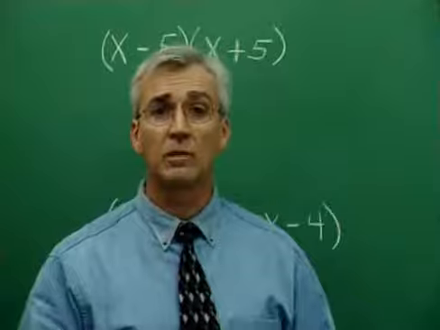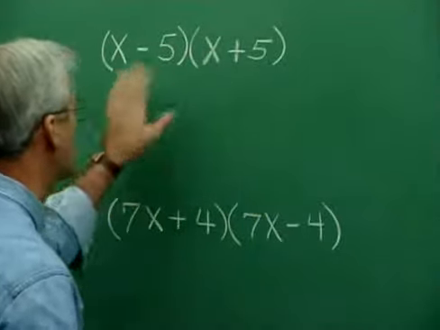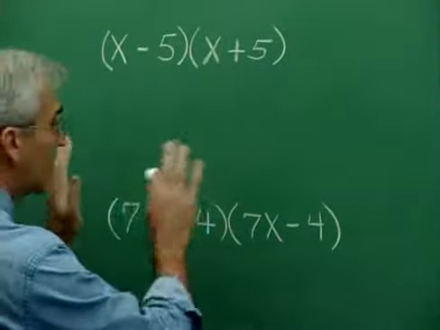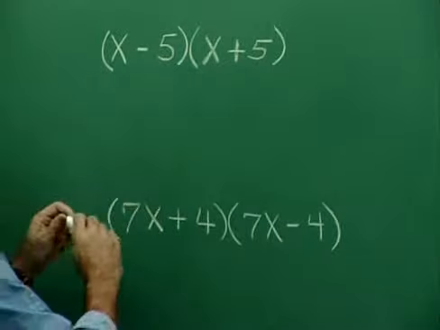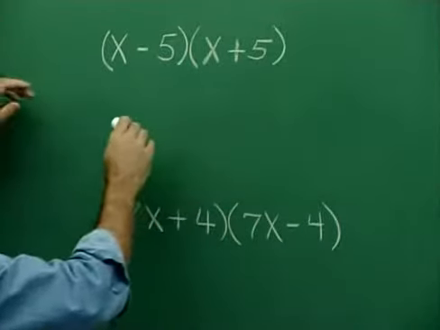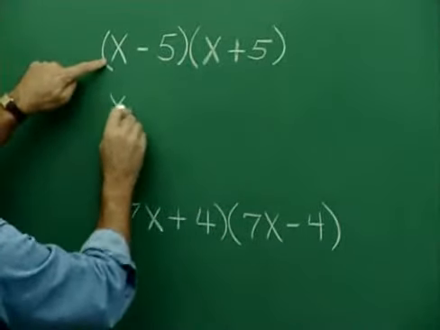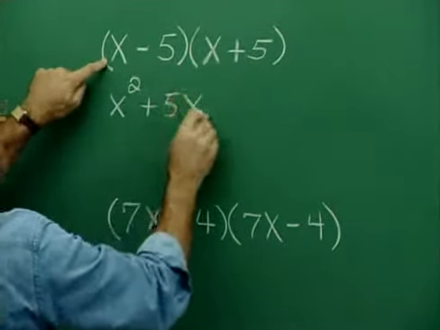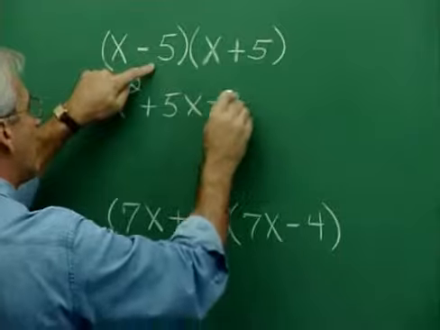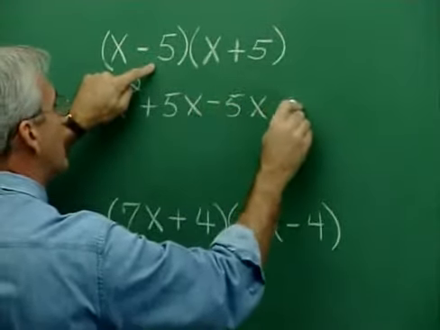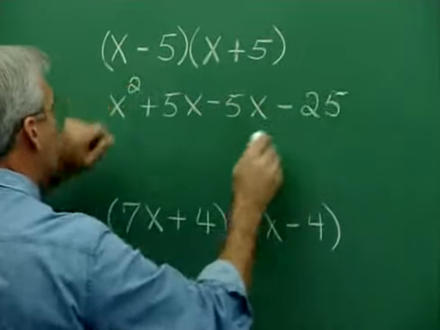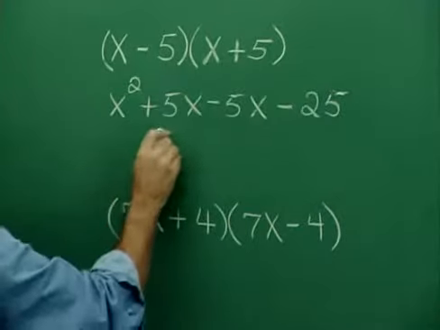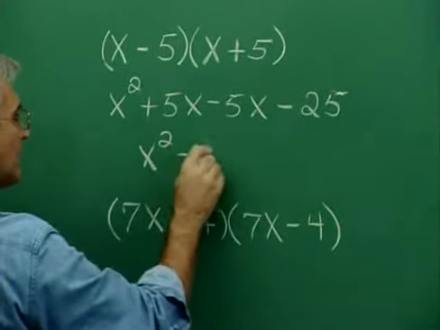Recall that when we multiply the sum of 2 terms times the difference of the same 2 terms, the middle term sort of goes out and we get the difference of squares. Here's the long version of that. X times x is x squared, then x times 5, 5x, and minus 5 times x, minus 5x, then minus 5 times 5 is minus 25. And we end up with x squared, and these terms go out, then minus 25.